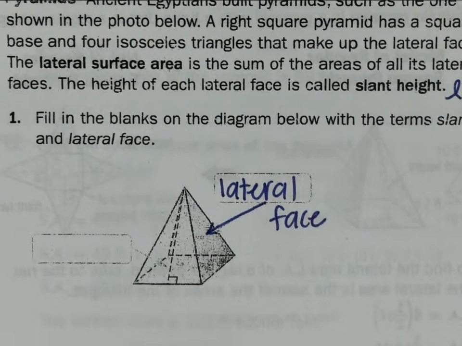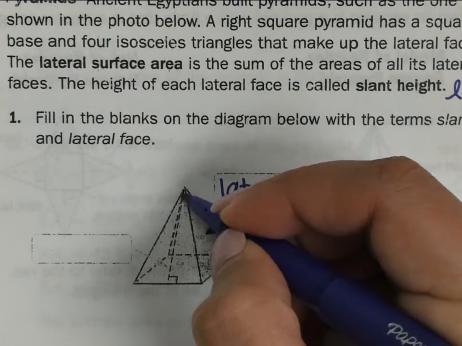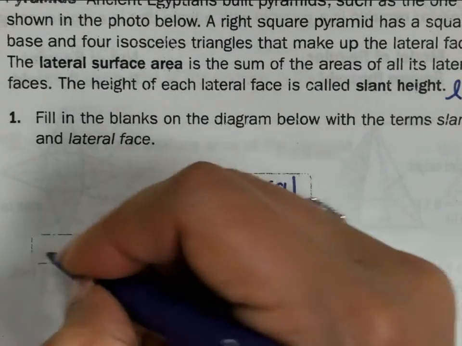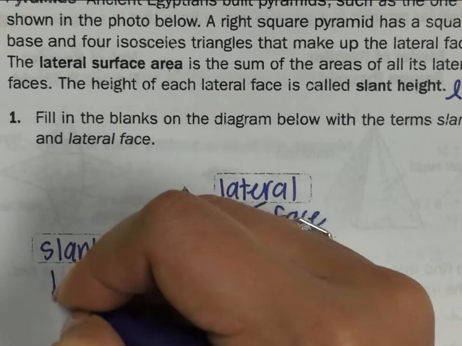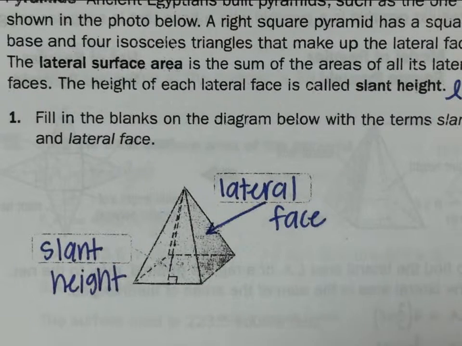And then you have your slant height, which is the height of that lateral face. So it is not the height of the pyramid. It's the height from the tip of your pyramid to the center of the base of that triangle, of that side. So it's the height of just that side face. Does that make sense? So this little dotted line, it's going from the tip all the way to the side. That is your slant height. So it is not the height from the tip of the point to the middle of your base. It is the height from the tip to the middle of the base of the sides.